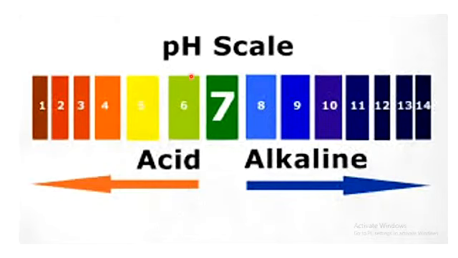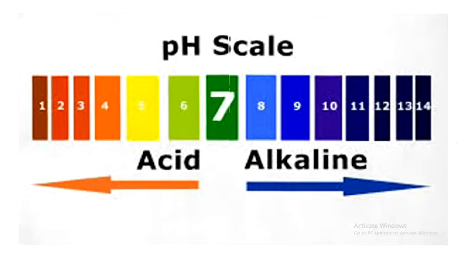So here you can see the pH scale. The 7 is the neutral pH, that is the middle one, and when we go towards the left side, the pH decreases and the solution becomes more and more acidic. And if you come towards the right side, the pH increases and the solution becomes more and more alkaline.